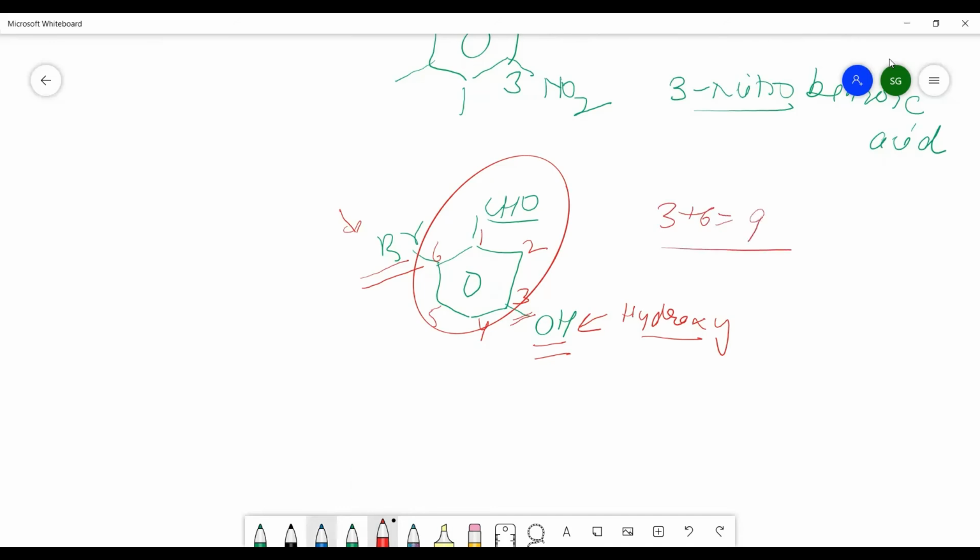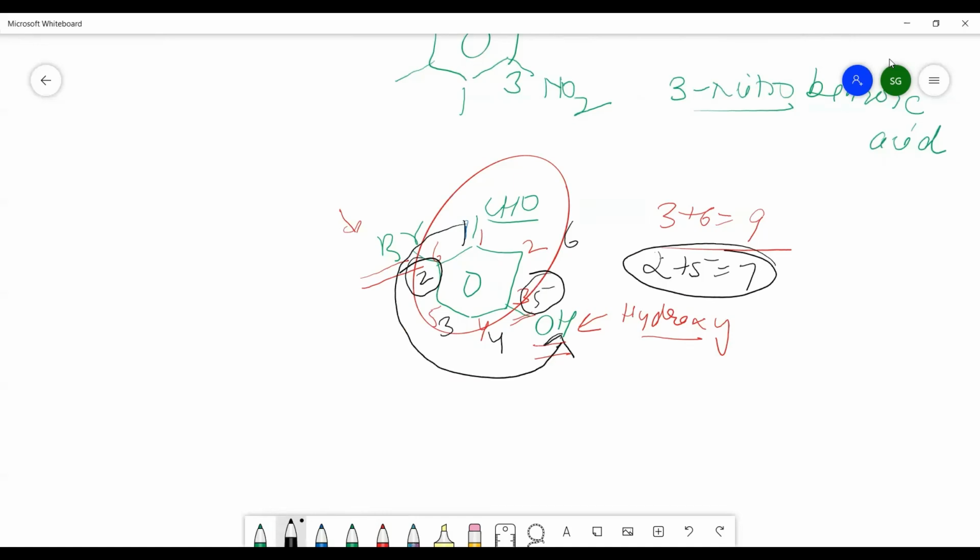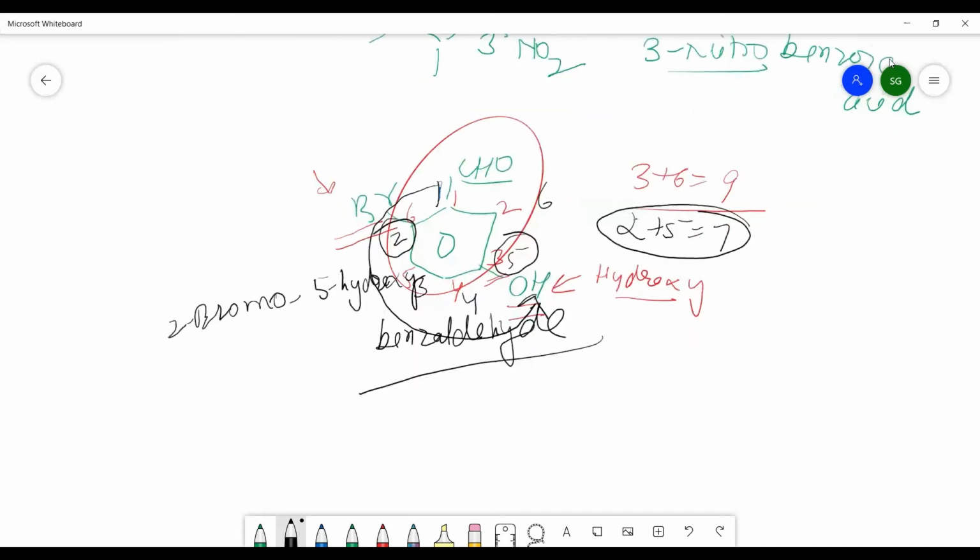9 position ho gayi. But if we are starting the numbering from this side, 1, 2, 3, 4, 5 and 6. So what will be this? 2 and 5. 2 plus 5, that will be 7. So that will be the lowest one. So we have to start the numbering anti-clockwise in this molecule. So it will become 2-bromo. ये क्या बन जाएगा? 2-bromo-5-hydroxy. What is that now? It is benzaldehyde. Benzaldehyde. Okay.